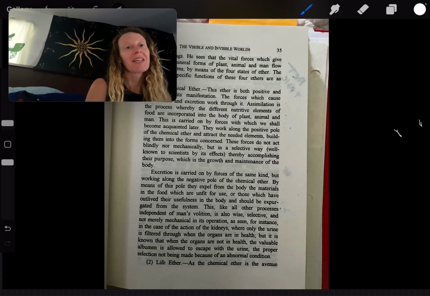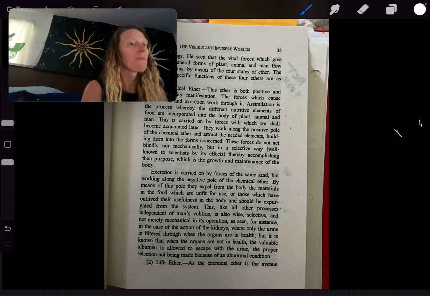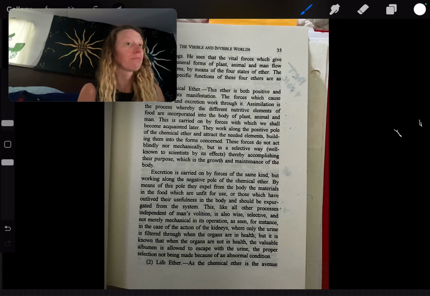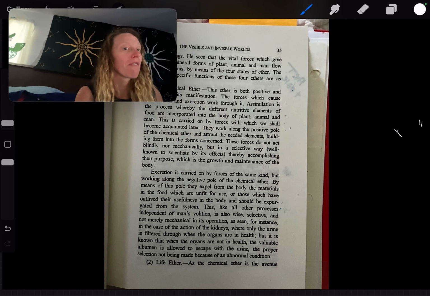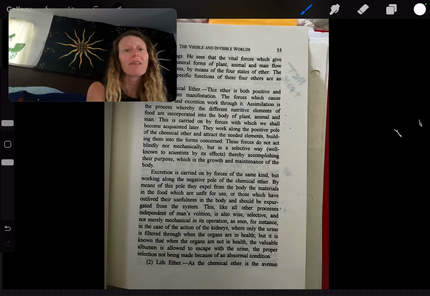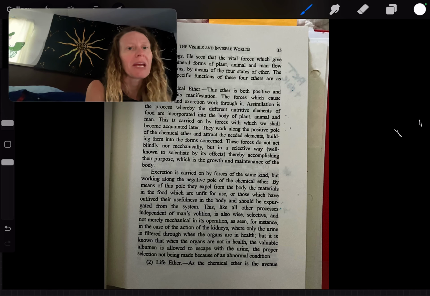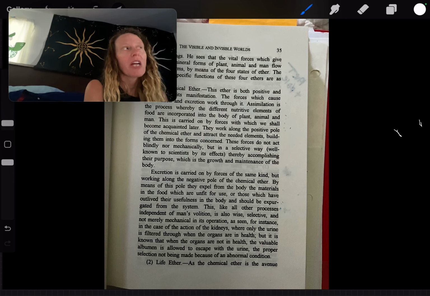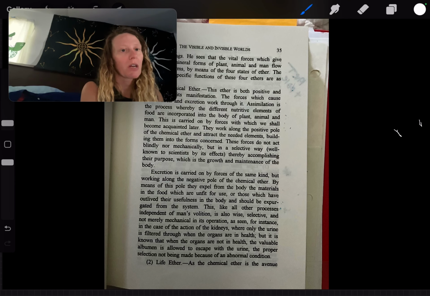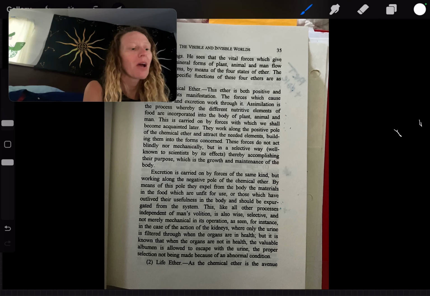So excretion is carried on by forces of the same kind, but working along the negative pole of the chemical ether. By means of this pole, they expel from the body the materials in the food which are unfit for use, or those which have outlived their usefulness in the body and should be expurgated from the system. It makes you poop. The negative pole makes you poop. I just can't seem to get away from this poop concept every time I open this Cosmoconception book. Heindel talks about it a lot. But it is a natural function of the chemical ether, so it makes sense. Okay, back on topic.